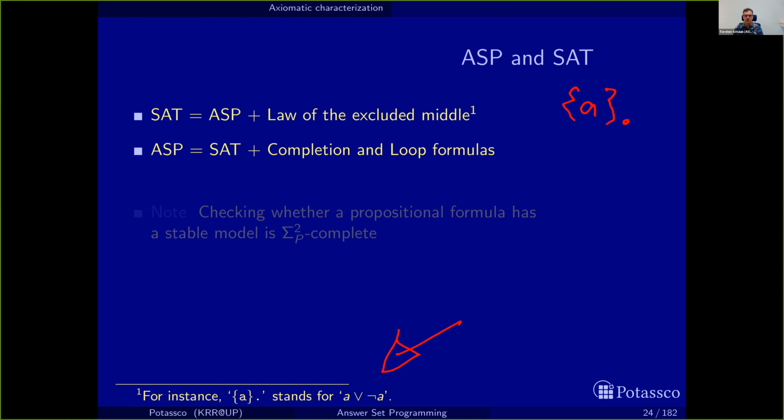The other way is more complex, because here you saw that if we have a SAT solver, a Boolean logic, then in order to characterize the ASP models, we have to add the completion and the loop formulas to it.